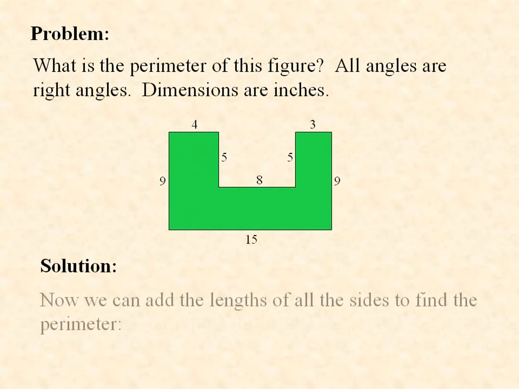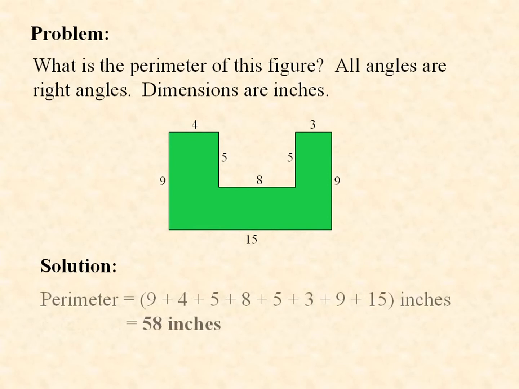Now we can add the lengths of all the sides to find the perimeter. The perimeter is 9 plus 4 plus 5 plus 8 plus 5 plus 3 plus 9 plus 15 inches, which is 58 inches.